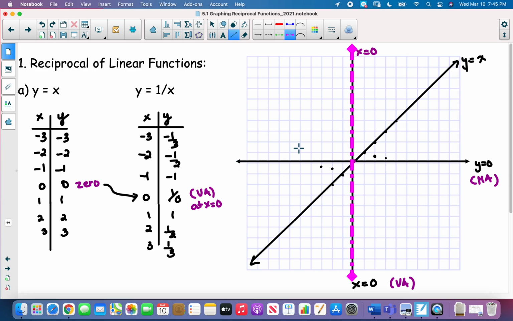This is the vertical asymptote x equals 0, and this is the horizontal asymptote y equals 0. So when I want to graph now the reciprocal function, I'm going to take these points and find that they're going to look something like this. They're going to approach the asymptotes on both sides like this.